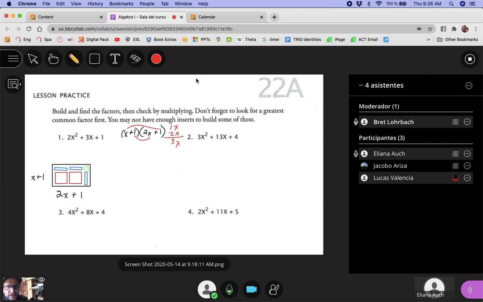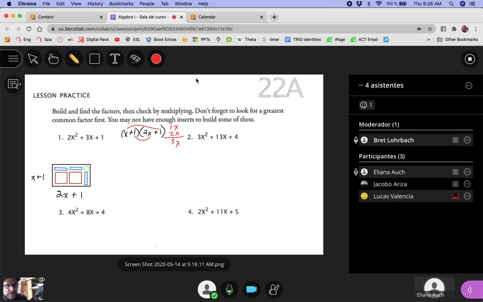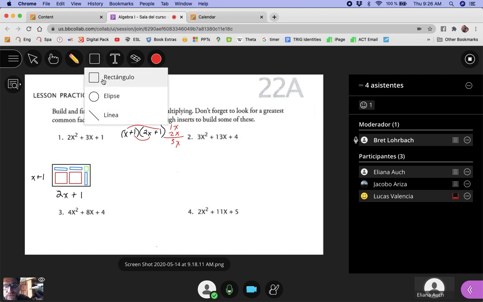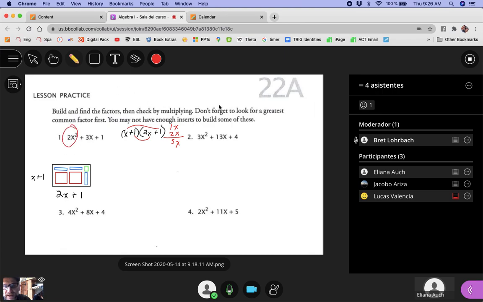The idea here is lesson 22 makes it a little bit more interesting because the first term now has a coefficient other than 1. In other words, there's a number in front of that first term besides 1. Okay?